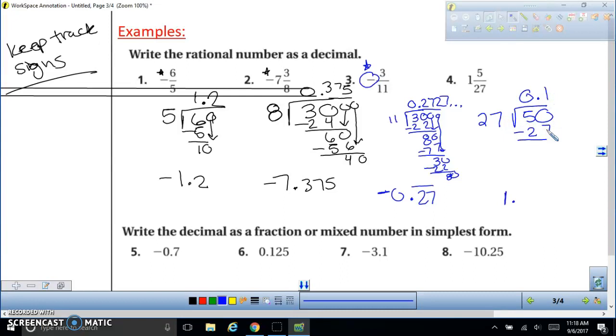50 minus 27 is 23. Okay, add that. Doesn't go into 23 at all. Add a 0.